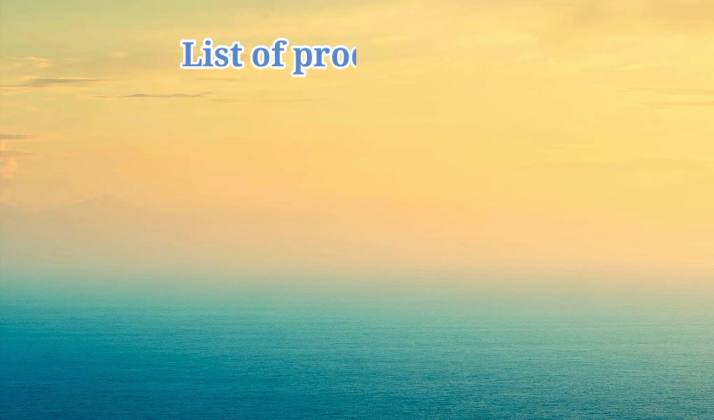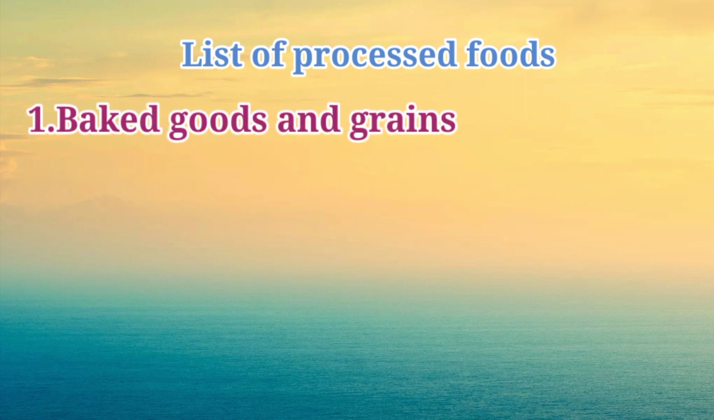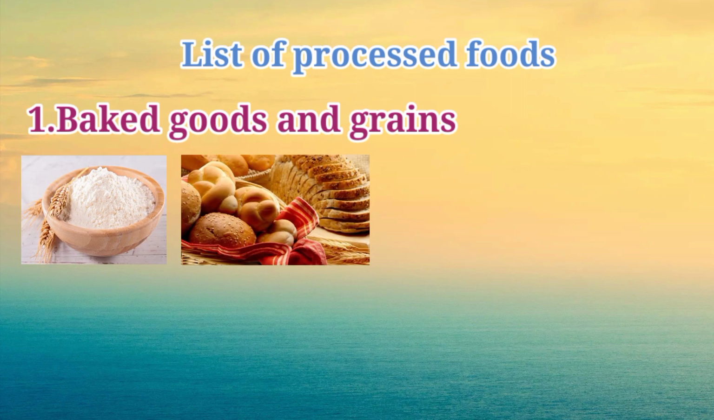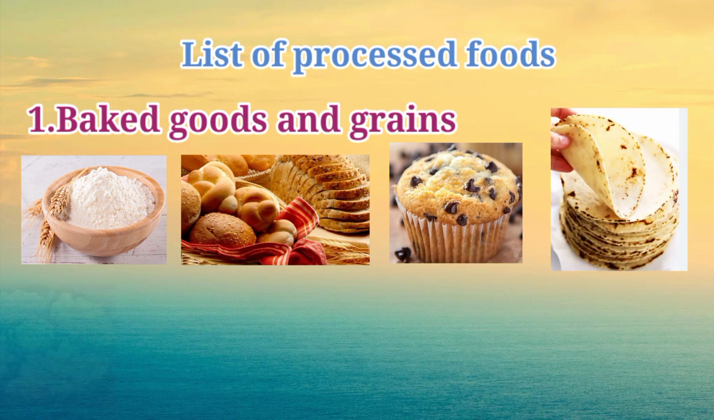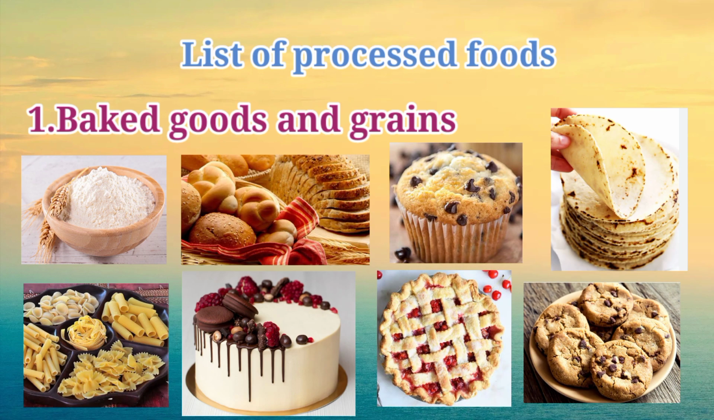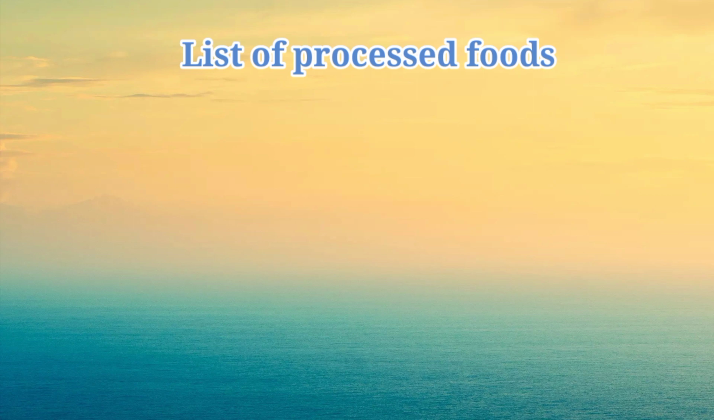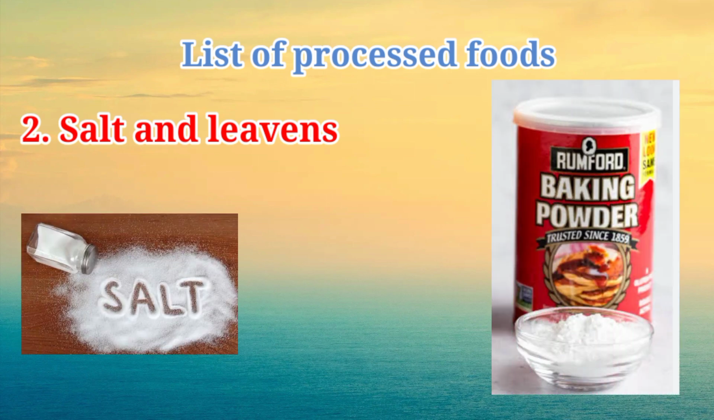The following are the different examples of processed foods. Number 1. Examples of processed baked goods and grains. These are flour, bread, muffins, tortillas, macaroni and pasta, cake, pie, and cookies. Number 2, salt and leavens. Like, of course, the salt, baking powder, and baking soda.